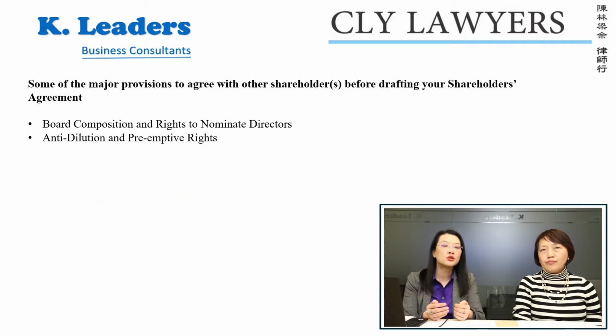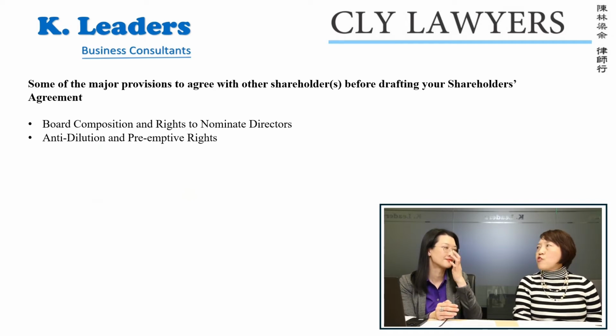Yes. So for an anti-dilution provision, you will normally see that, in the event that the company issues new shares, they would actually issue additional shares to the existing shareholders so that they're able to maintain their existing shareholdings. And as for preemptive rights, this would give the existing shareholders a right to first subscribe for additional new shares before the company issues these new shares to a third party. Yes, I think this is very important.